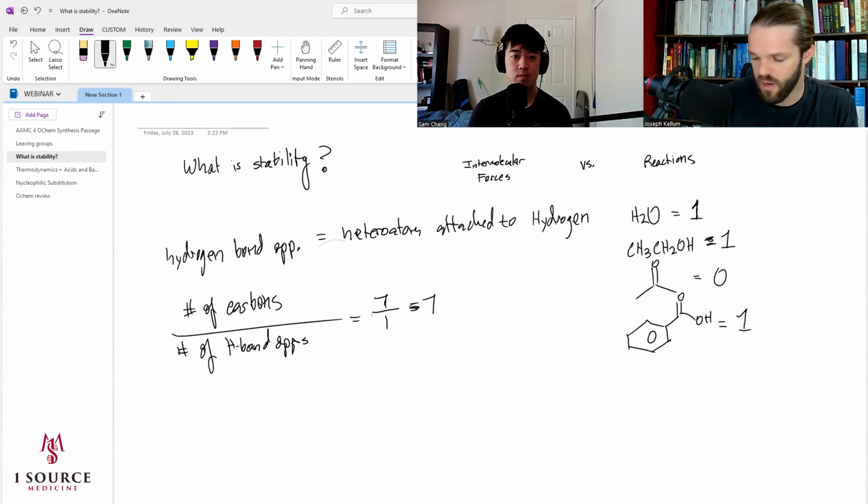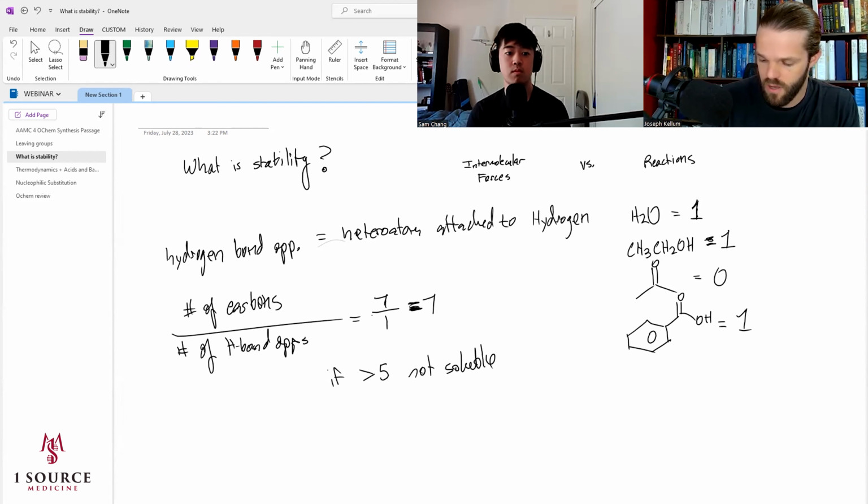And so the rule here that you want to use, this is kind of the punchline of the whole thing. The rule here is that if this number is greater than 5, then the molecule is not soluble in water, is not going to be able to dissolve in water. If greater than 5, not soluble in water. If less than or equal to 5, then it is soluble. And that's the whole thing.